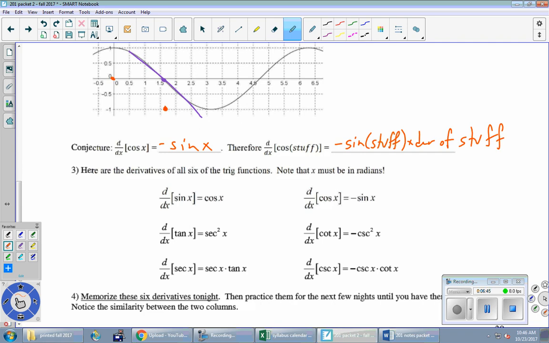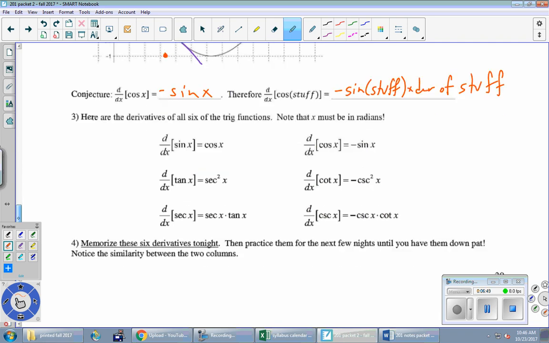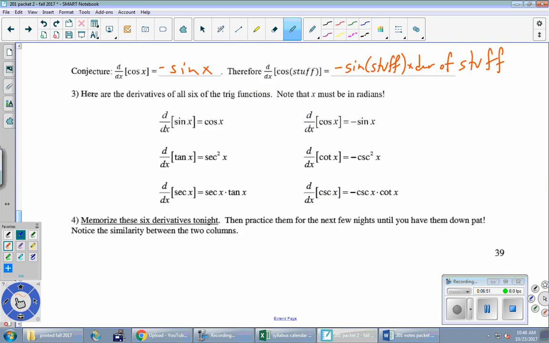It turns out that all 6 trig functions have a derivative. Here are all 6 of them written out in one spot. We've seen the top row already. Sine becomes cosine, cosine becomes negative sine. 4 new ones. Tangent becomes secant squared. Derivative of tangent of x is secant squared of x. Derivative of cotangent is negative cosecant squared of x.